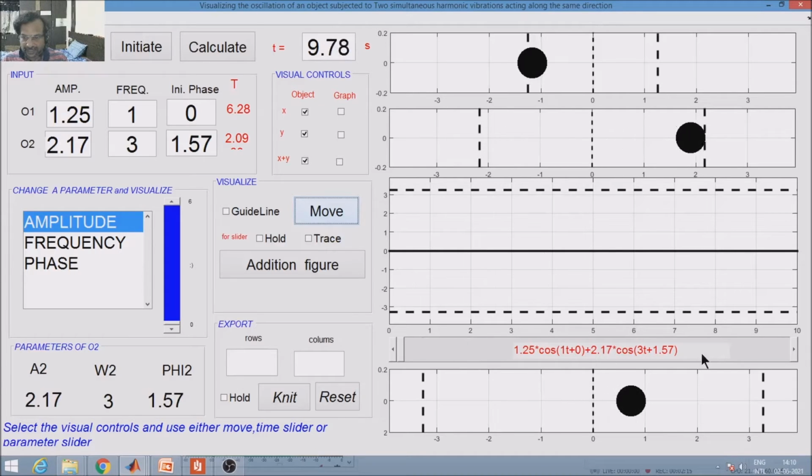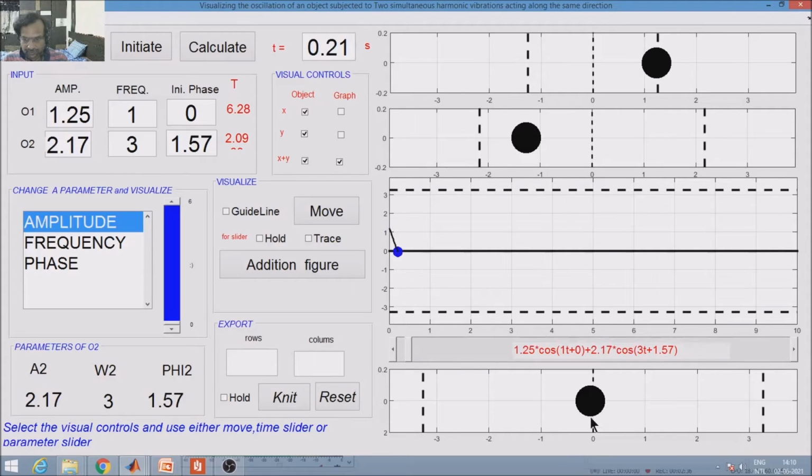I will use the time slider and make a graph once this is stopped. So this is the time axis and this is the displacement from the mean position of the combined oscillator. Presently it is at around 1. Next time instant it is going almost to the equilibrium. This is the equilibrium position, or some sort of a central position. Going towards the left, it is taking a turn at -1.